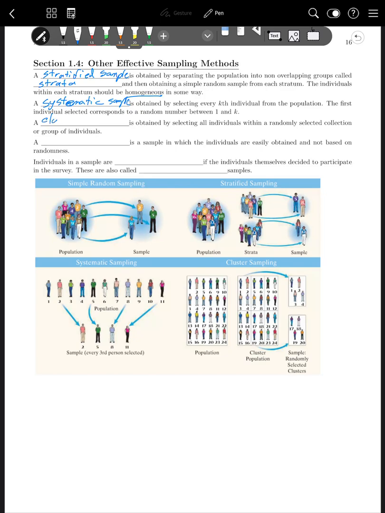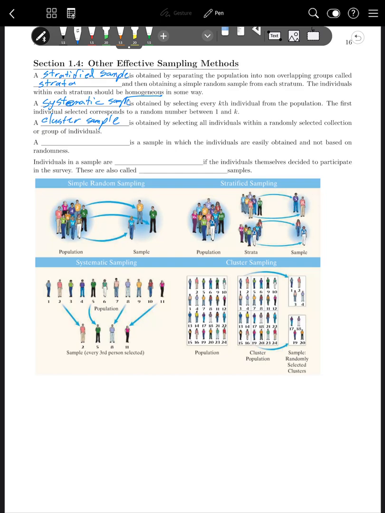A cluster sample is obtained by selecting all individuals within a randomly selected collection or group of individuals. Cluster is fairly similar to stratified, and here we have two pictures of these two. In stratified, we break the population up into groups, and then we select a random sample from every group. For cluster, we break the population up into groups, and then we randomly select groups to sample.